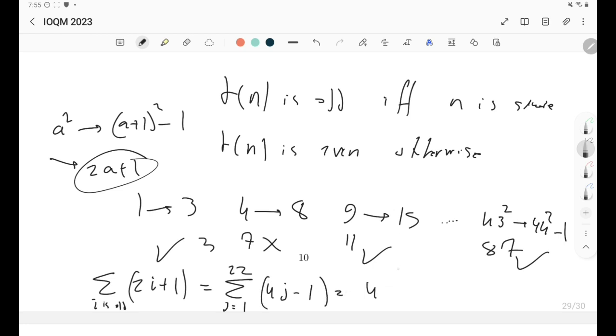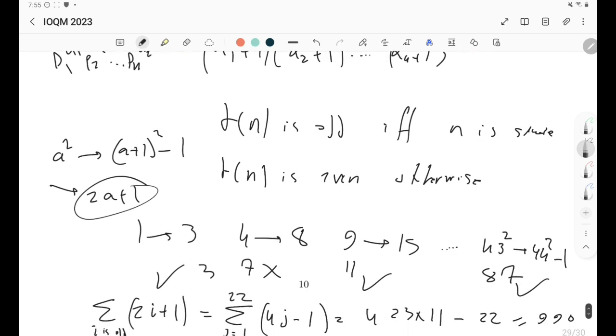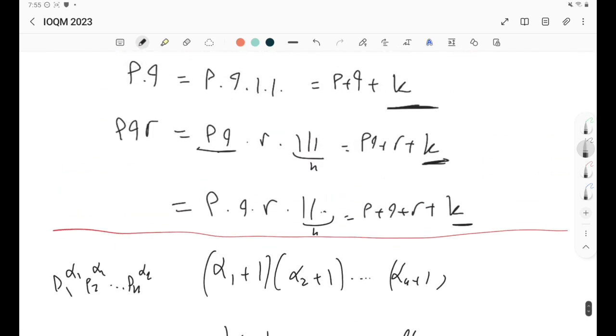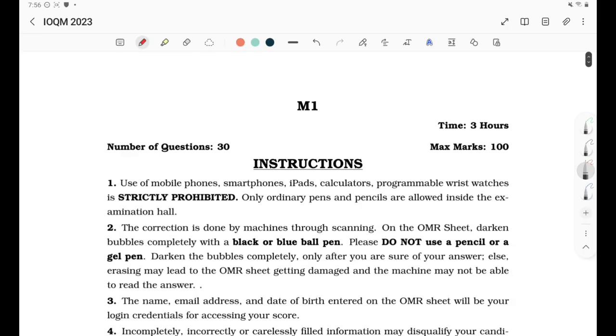Okay, now we can calculate this easily. 4 times 1 plus 22, 23, times 22 divided by, okay, so 11, minus 22. Yeah, so this is the answer. Now you can calculate that, and you'll see that the answer is just 990. The question was to find the sum of digits, so it's basically 18. So that means the answer here is 18. And finally, we are done.